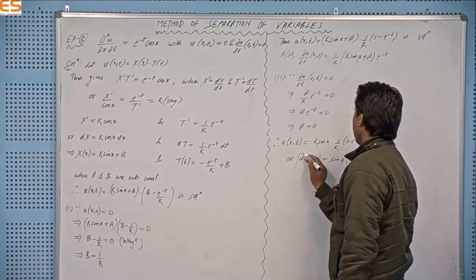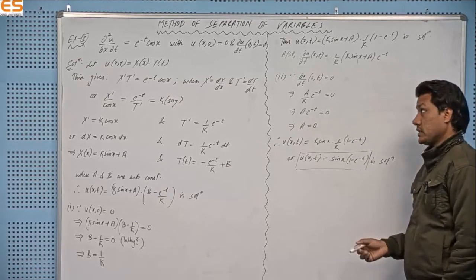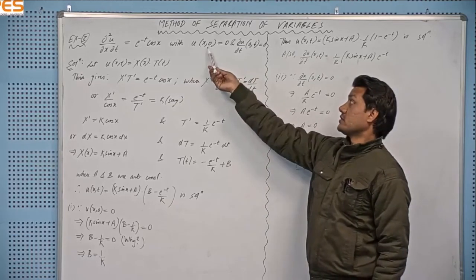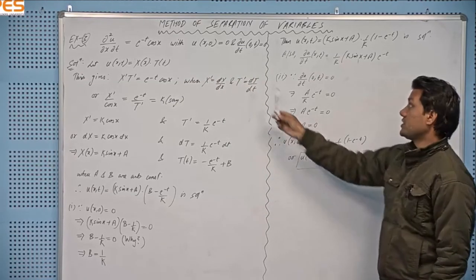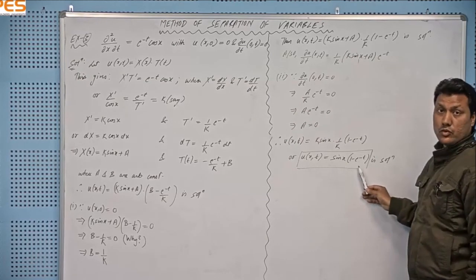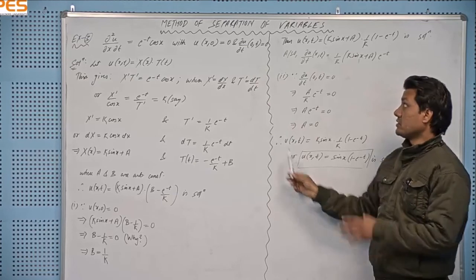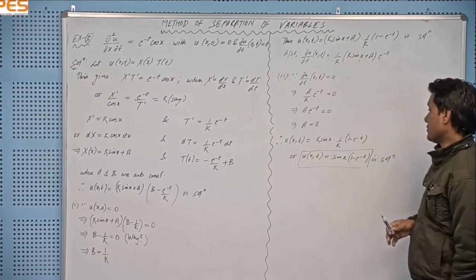This is the final solution, right, and you can verify that these initial conditions satisfy this solution. If you put t equal to 0 here, then that will go to 0, right, and after differentiating this with respect to t and putting x equal to 0, we'll get 0, fine.